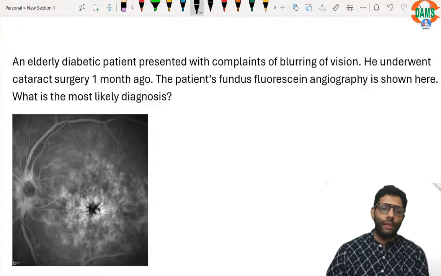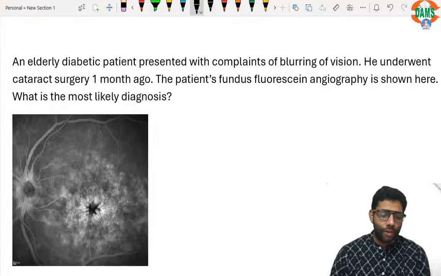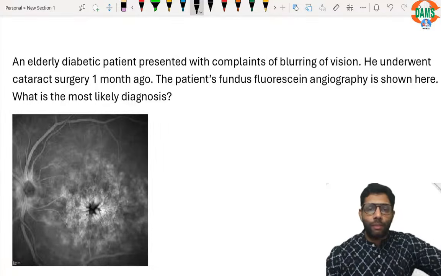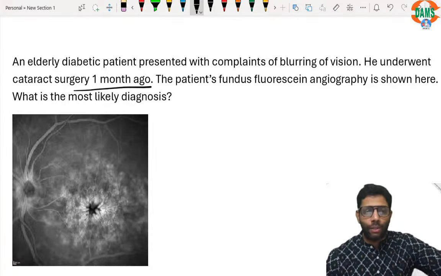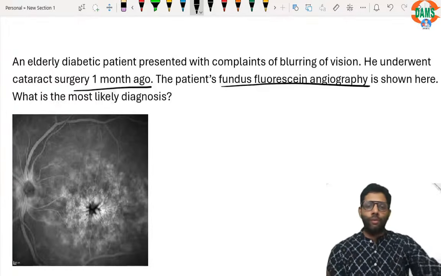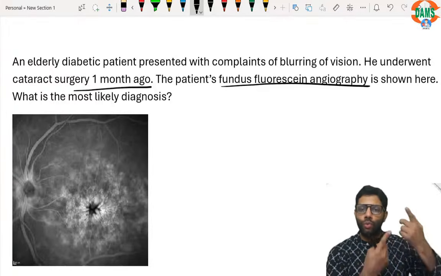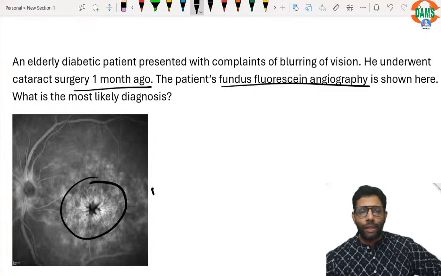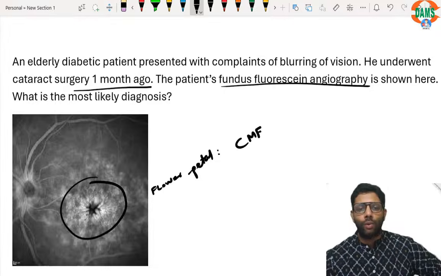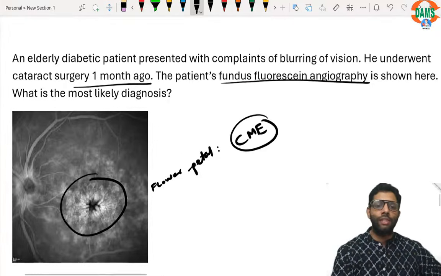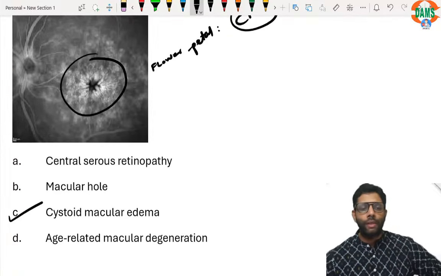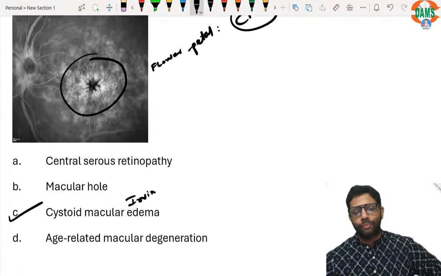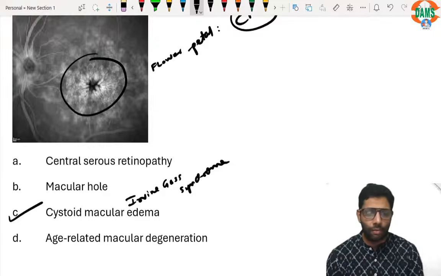Now, a diabetic patient. One question on diabetic retinopathy is also very important. A diabetic patient presents with complaints of blurring vision, underwent cataract surgery 1 month ago. Fundus angiography is shown. You put a dye in the antecubital vein, it goes to the heart, it goes to the retina and choroidal vessels, and there is a leakage. It is a central hyperfluorescence in a flower pattern. This is a flower petal appearance, and that is classical of cystoid macular edema. And after cataract surgery, if there is cystoid macular edema, the answer is Irvine-Gass syndrome. Can be seen in diabetes also, can be seen after cataract surgery also. Very difficult to differentiate for your level.